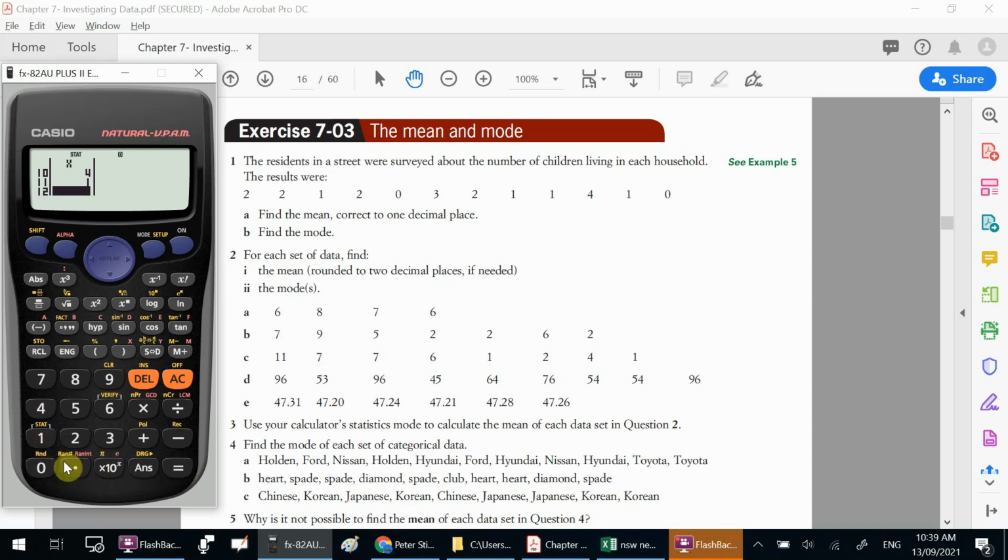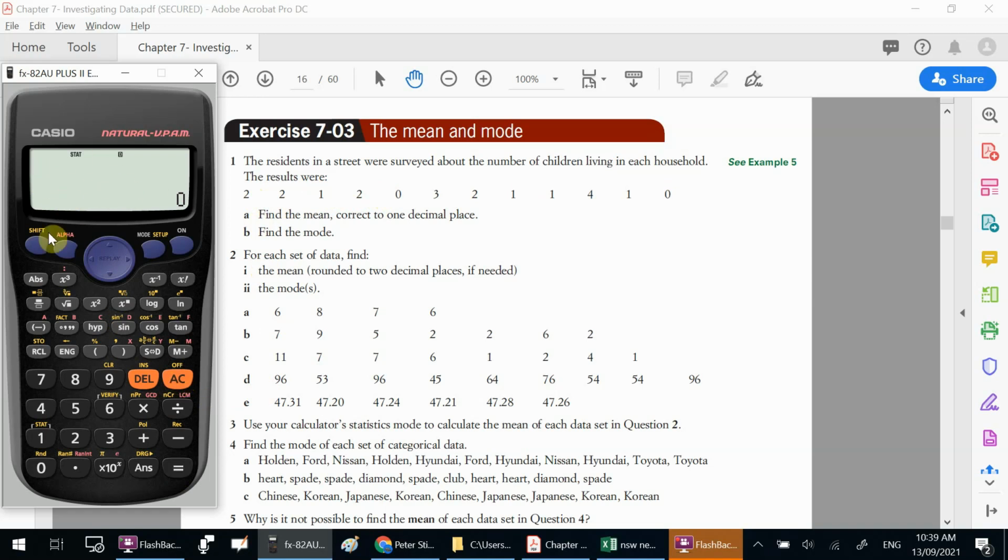1 and 0 equals. That tells me there's 12 scores. 13 is blank because there's nothing there yet. 1, 2, 3, 4, 5, 6, 7, 8, 9, 10, 11, 12. There's 12 scores. Once we get all the scores in, we press the AC button, which normally clears everything, but not in statistics. So the screen's blank.